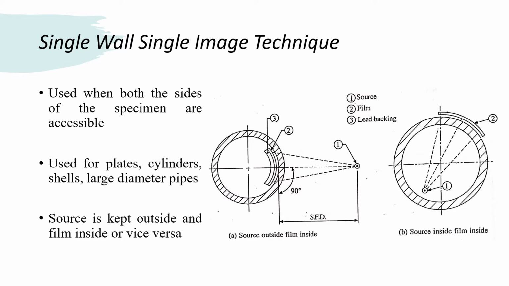In this technique, the radiographic source is kept in the center of the pipe and the film is fixed around the weld on the outer surface of the pipe. The total circumferential weld length is exposed at a time. This technique reduces the examination time considerably. So students, these are the single wall, single image techniques.